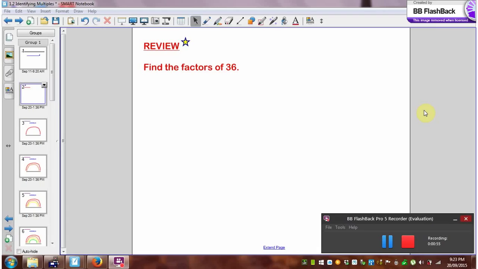We used arrays, we used the factor rainbow, we used our calculator, and we also used our multiplication table. I think the easiest way is either the calculator or the factor rainbow, so I would suggest using that unless you're really comfortable with another way. So just give that a try, pause the video, and when you come back we'll go over the answer. Okay, if you're all done, let's go over the answer.